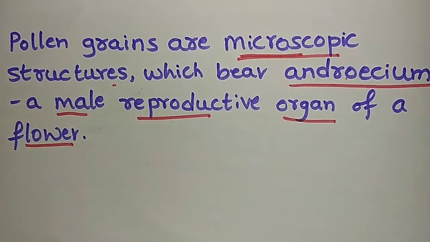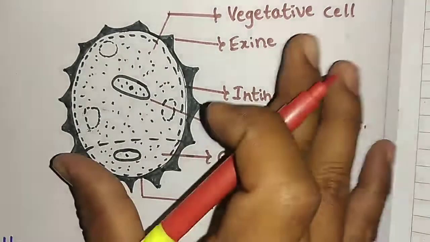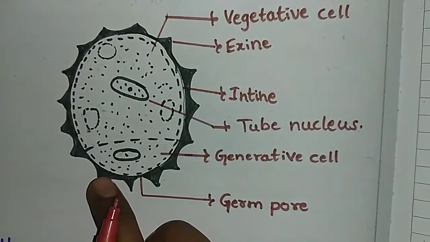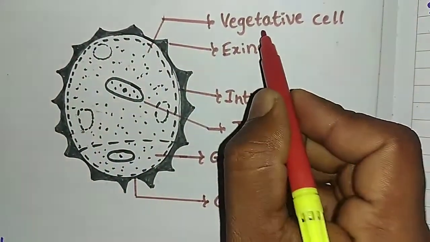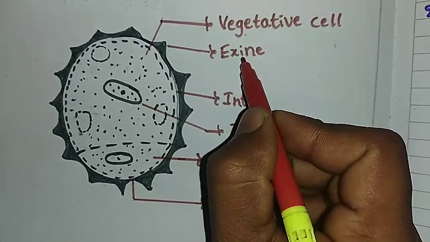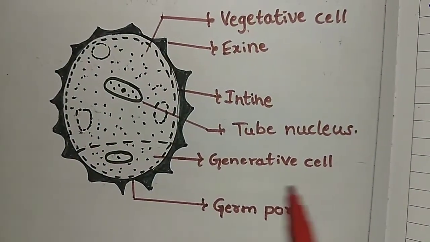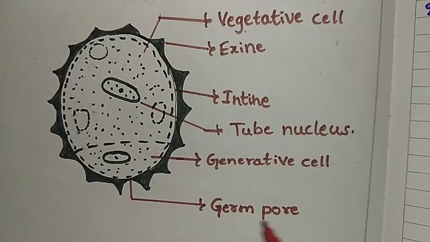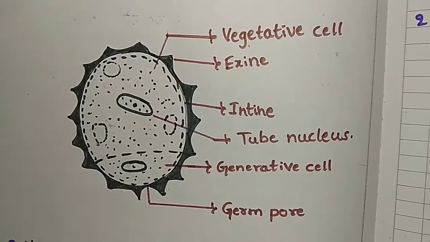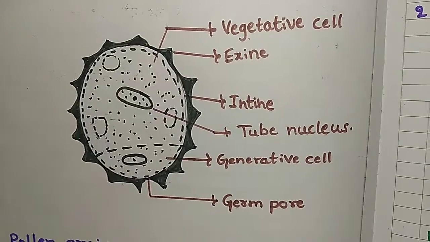So the diagram of pollen grain is like this. It contains parts like vegetative cell, exine, intine, tube nucleus, generative cell and germ pore. Okay, we will learn definitions of each part of the pollen grain.